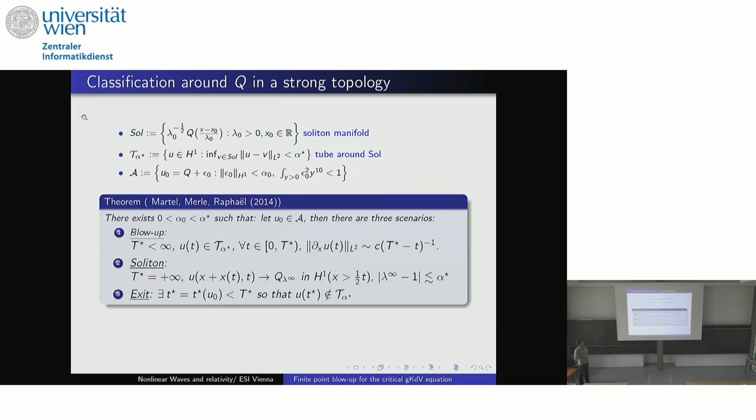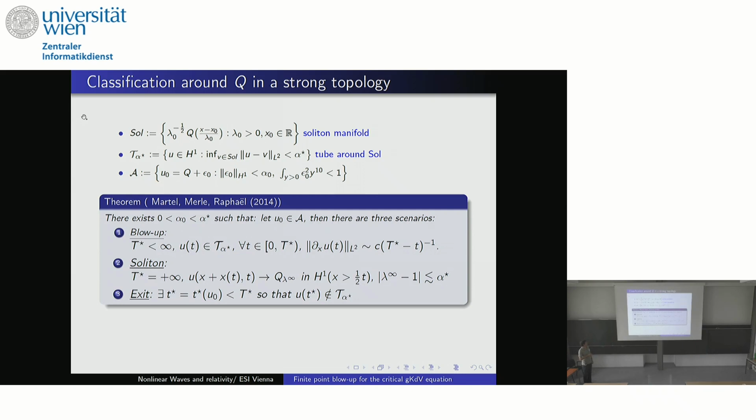If you take such an initial data, either the maximal time of existence is finite, so you have blow-up. It means that for any time you will stay in the tube close to the soliton manifold. The soliton manifold is the manifold of the whole family of solitary waves, which are translated and rescaled. And then the blow-up rate will be 1 over T star minus t. So it's quite far from the self-similar.